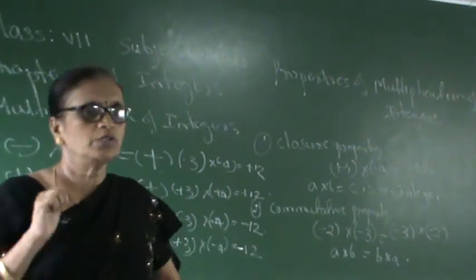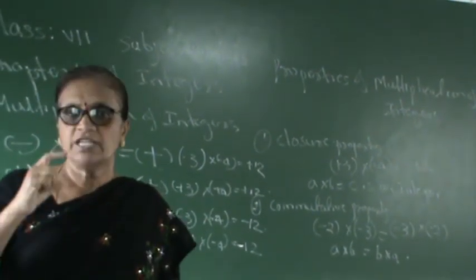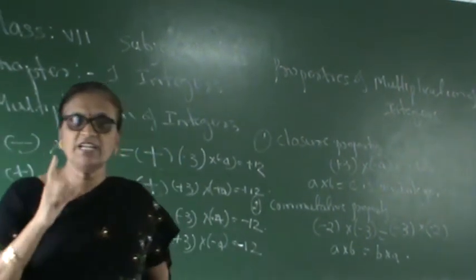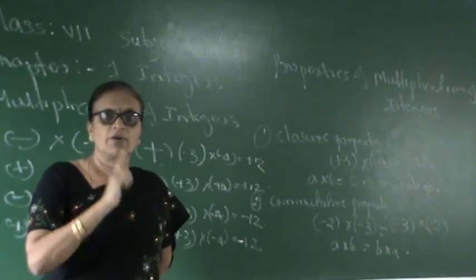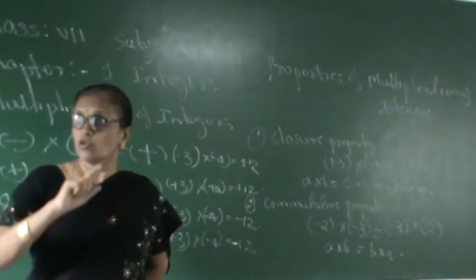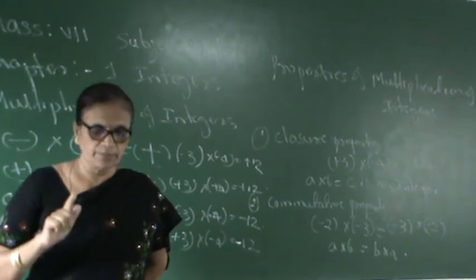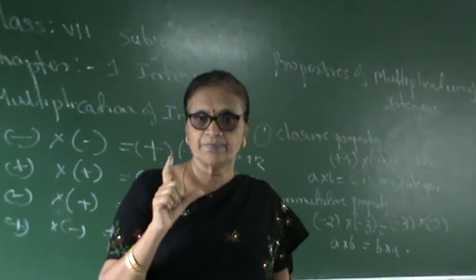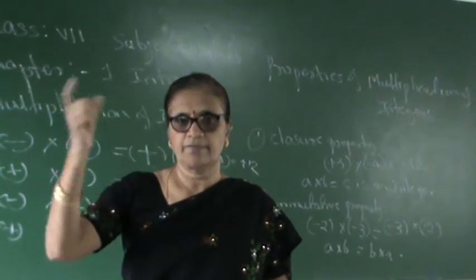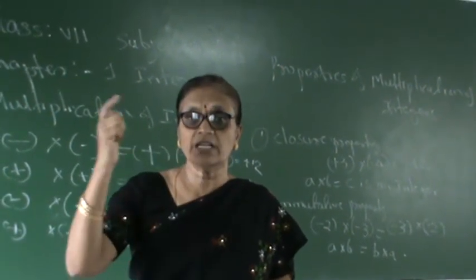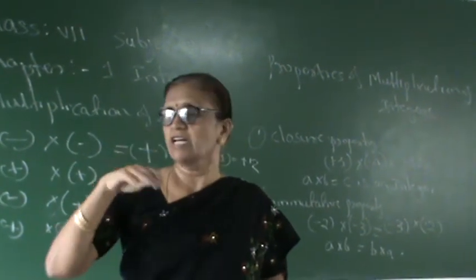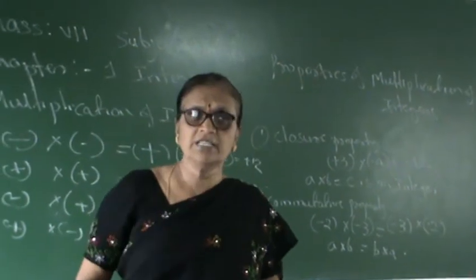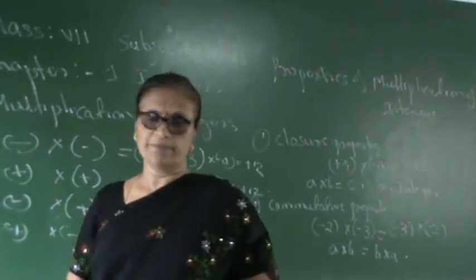So, suppose you want to multiply 3, 4 or 5 integers like this. Suppose you are multiplying 3 negative integers at a time. Minus into minus into minus, so the product will be a minus. Suppose you are multiplying odd times, any integer odd times, means 5 times, 7 times, 9 times, 11 times, 13 times. If you are multiplying negative integers, you will get the product negative only.